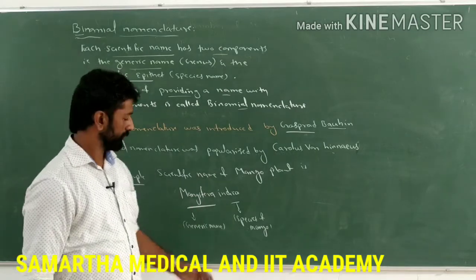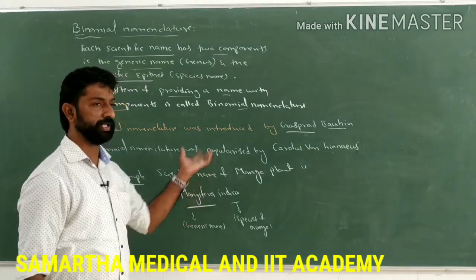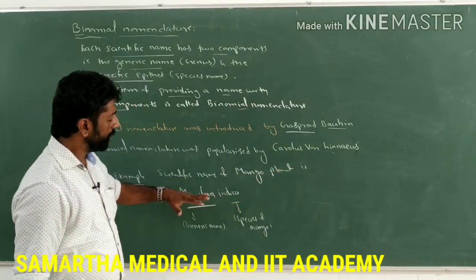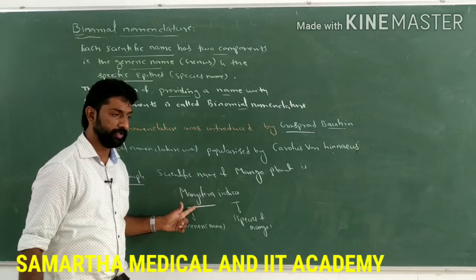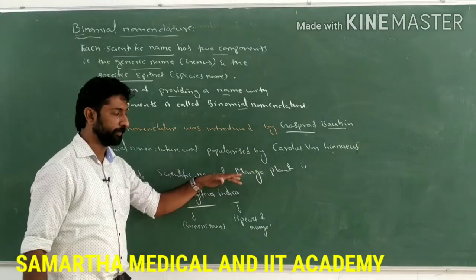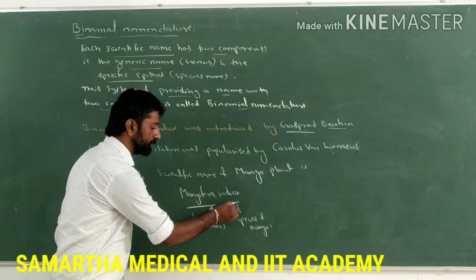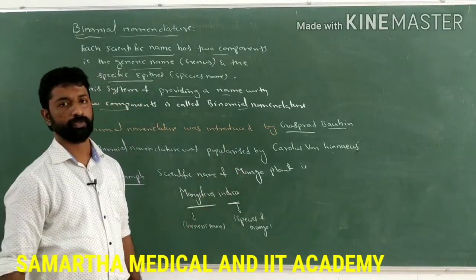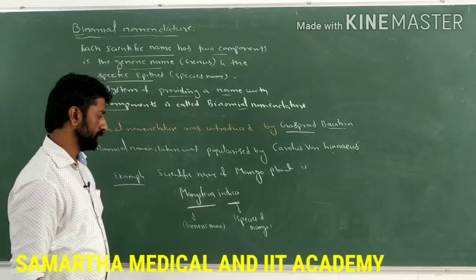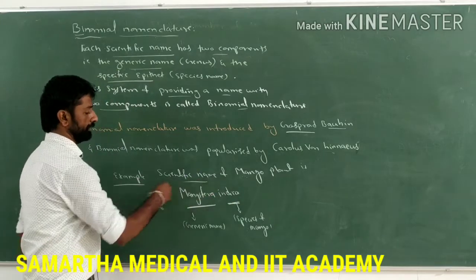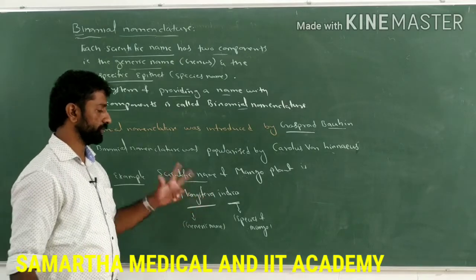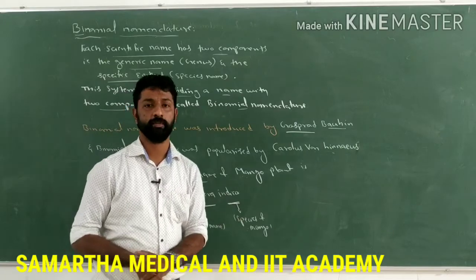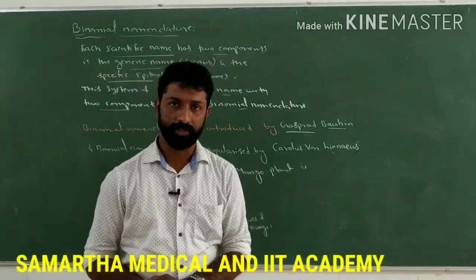So indica represents a particular species of mango, so the scientific name of the mango plant is Mangifera indica. Many other plants also belong to Mangifera, but among the genus Mangifera, the plant which belongs to the species indica is the mango plant. In this way, scientific names are given with two components. One is the genus name, the second is the species name or the specific epithet.